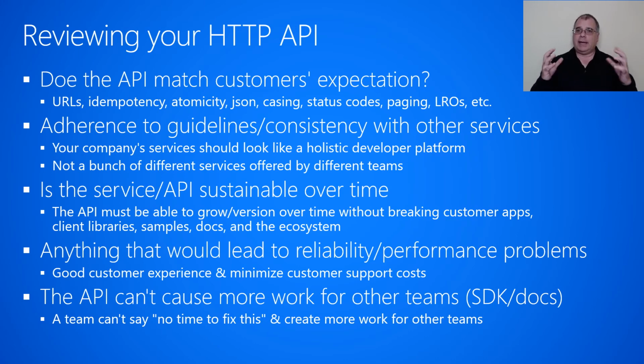Sometimes the API is not ideal, and then they say to the SDK team, here, why don't you just put a good API on top of this? Or to the documentation team, you have to write much more documentation now because our API wasn't designed well. This is not appropriate. The service team has to do a really good job, and they can't say, we don't have time to fix this, we need to ship now, and create more work for other teams.